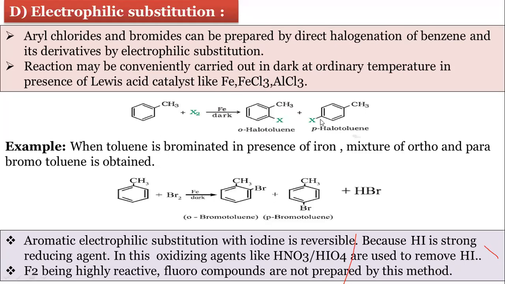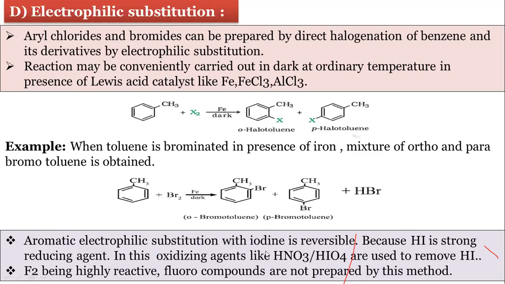The para position isomer is more stable because it is less hindered, away from each other, and this is hindered. CH3 and halogen, these are closer. So this is a minor product and this is a major product, para halotoluene. This is toluene. See, in this example, it is given clearly. When toluene is brominated, bromine is added, we get two products here, ortho-bromotoluene and para-bromotoluene plus HBr. One bromine and one hydrogen are replaced here, and we get HBr. So we get two products here.